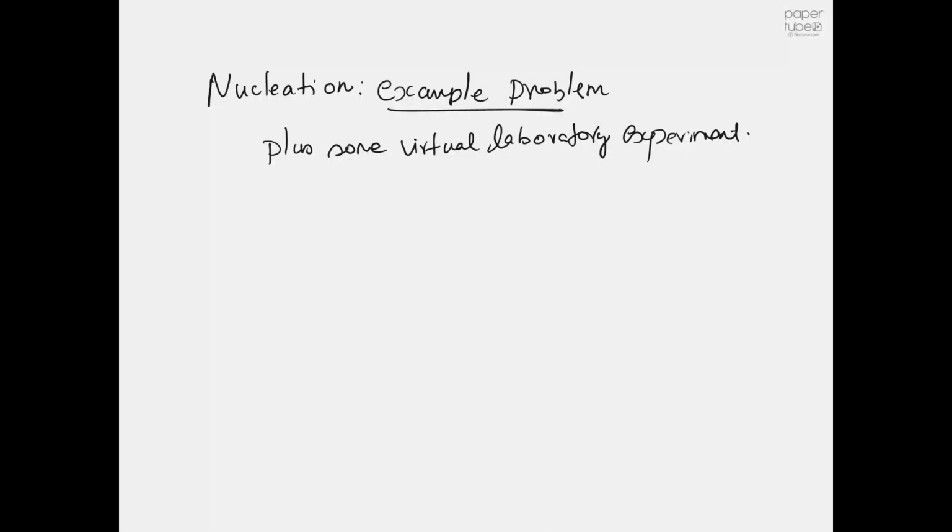In this tutorial, we're just going to solve a simple problem related to nucleation. I think we should have done this probably around week 8 or 9, but since we were covering other topics, I didn't even make an effort to solve this problem. So this is an extremely simple problem.